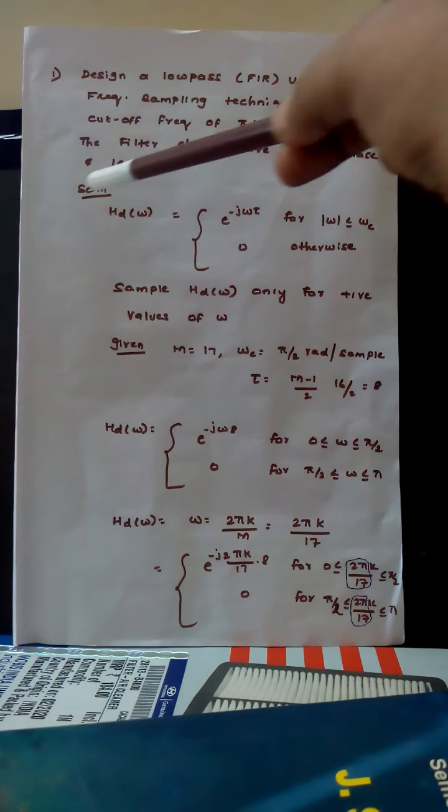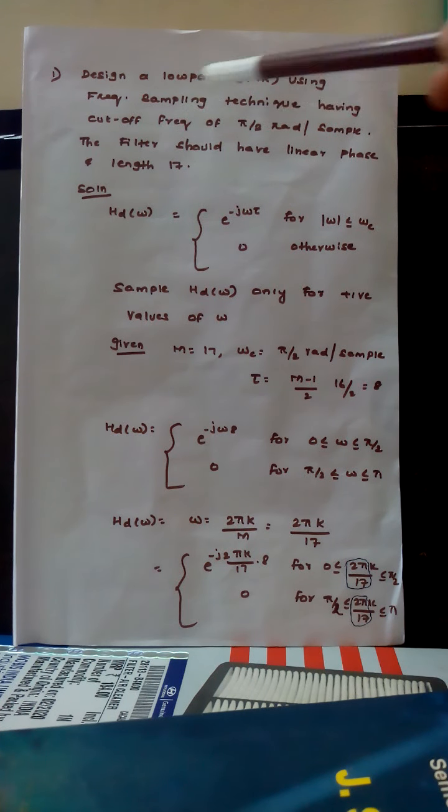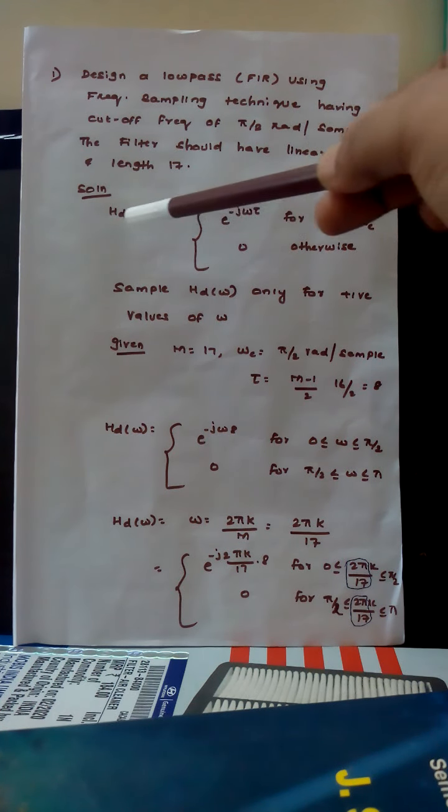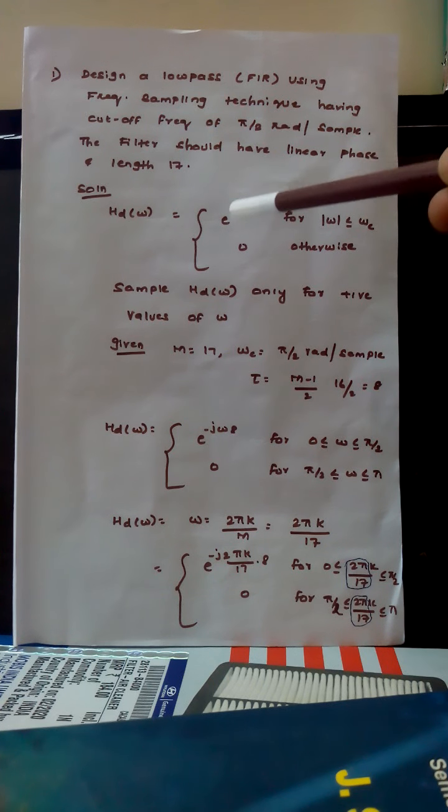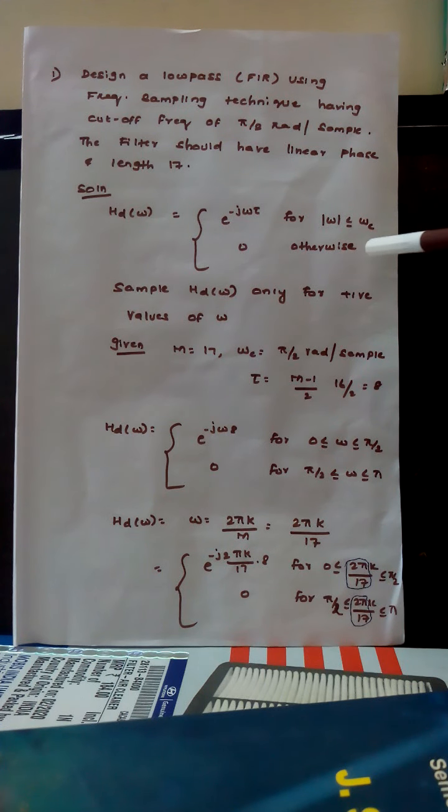So first thing we have to write down is the desired frequency response. Here they didn't mention it, so your standard desired frequency response H_d of omega is e to the power of minus j omega tau for mod of omega less than or equal to omega c. Other than that, all the values are 0. So the mod of omega means you have to consider the positive value of omega and the negative value of omega. So we have to consider from minus omega c to plus omega c. But here for sampling this H_d of omega, we are considering only the positive value, the omega c alone.